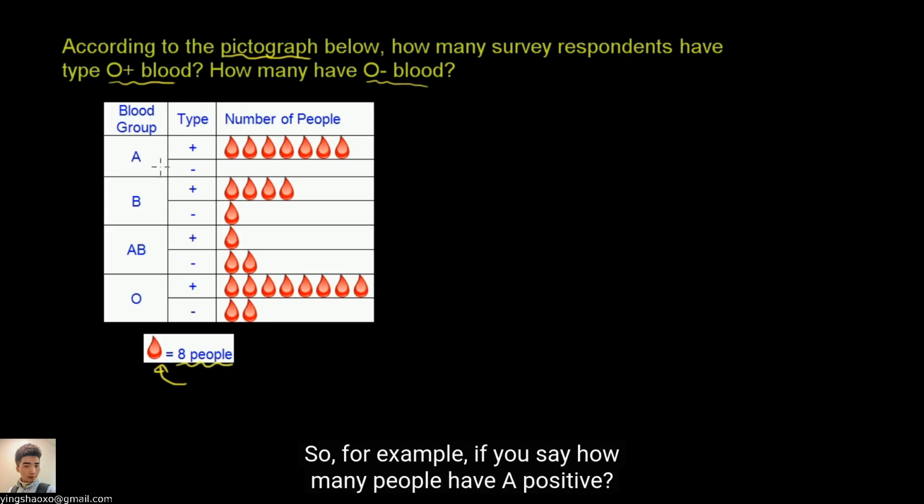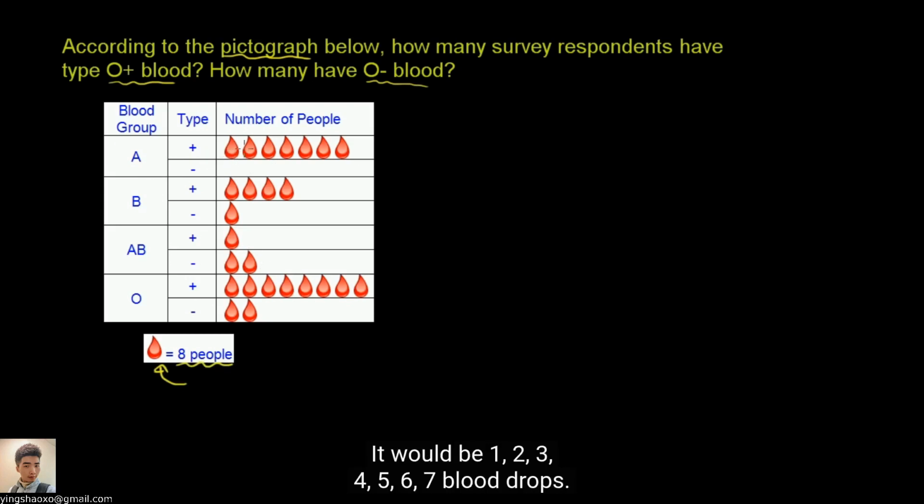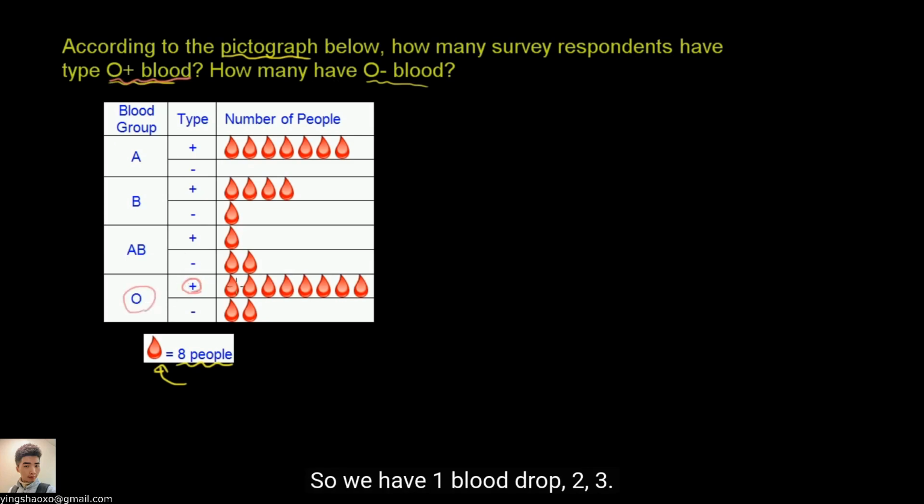So for example, if you ask how many people have A positive, it would be 1, 2, 3, 4, 5, 6, 7 blood drops. Each of those blood drops is 8 people, so 56 people have type A positive. Let's answer the question they're asking. How many survey respondents have type O positive? O positive. So we have 1 blood drop, 2, 3. Let me do this in a different color. We have 1, 2, 3, 4, 5, 6, 7, 8. So we have 8 drops.